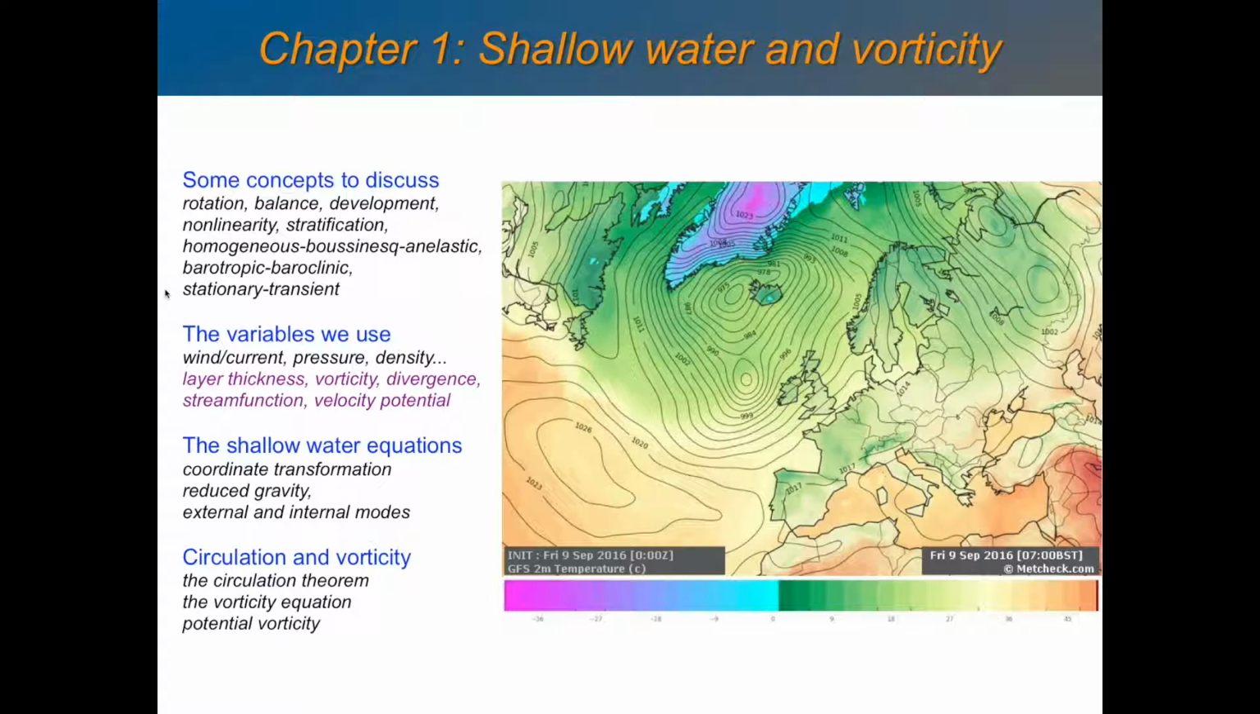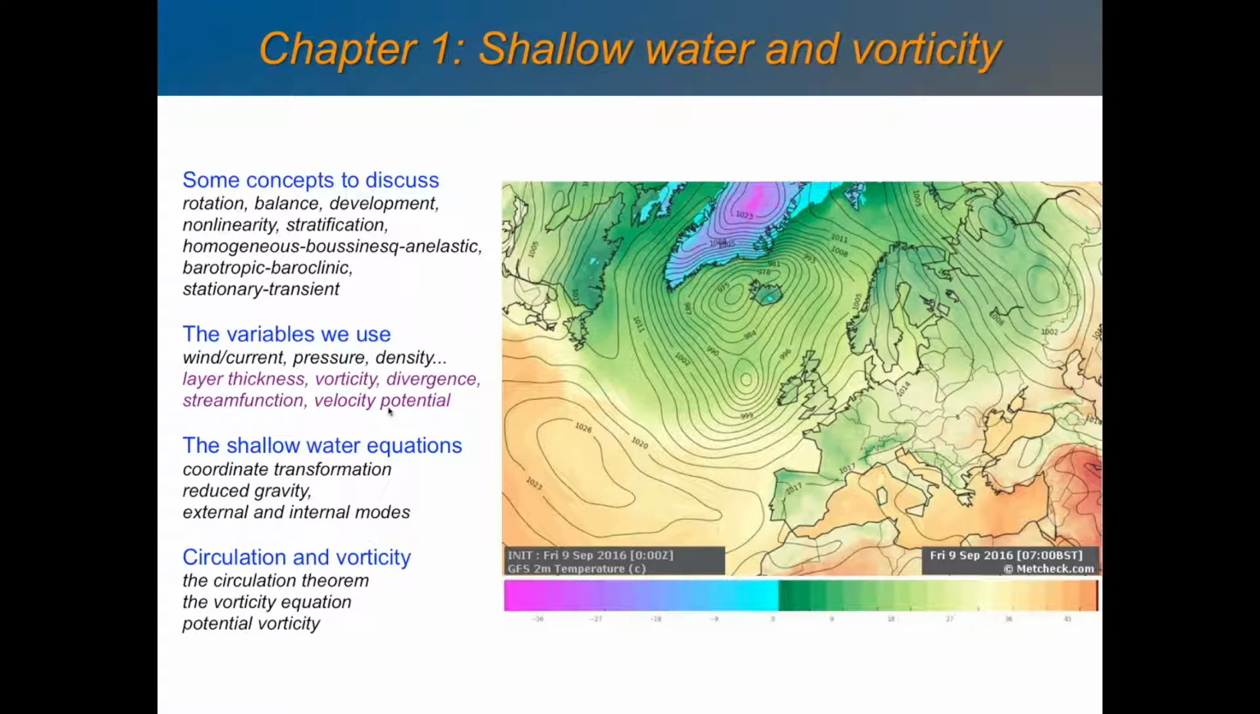We'll talk about that. The variables we use are basically the flow velocity, the pressure, the density, and there are alternative variables which we can use, like layer thickness. If we use a layer model, then the thickness of the layer will tell you something about the stratification of the fluid. Right? Vorticity and divergence, which can be used as state variables instead of the wind or current, instead of the flow velocity. Or even equivalently, you can use stream function and velocity potential. So these variables are all useful depending on which equation set you are solving.